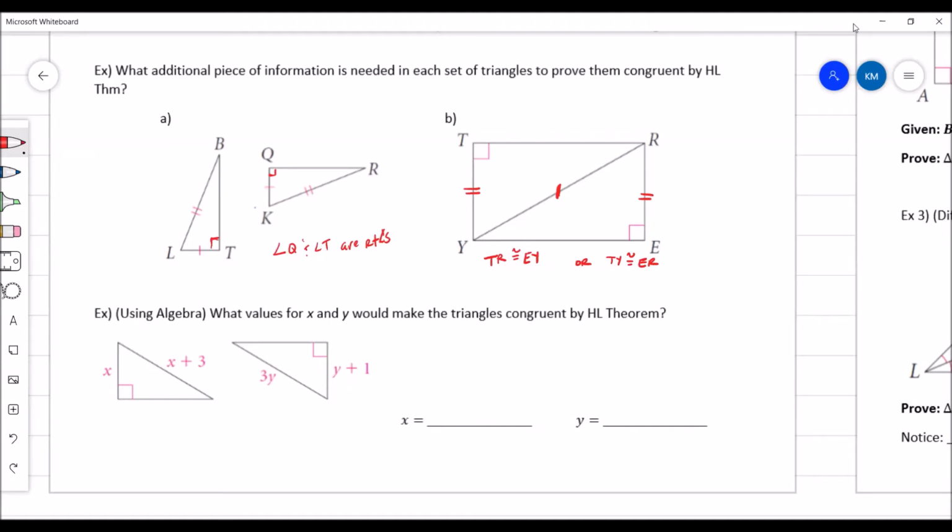Next example, using algebra, it says what values for x and y would make the triangles congruent by the HL theorem? HL theorem just tells us that the hypotenuses are the same. As I look at this diagram, the hypotenuse in this triangle is 3y. The hypotenuse in the other is x plus 3. And the corresponding legs would be the same, so we have x and y plus 1.